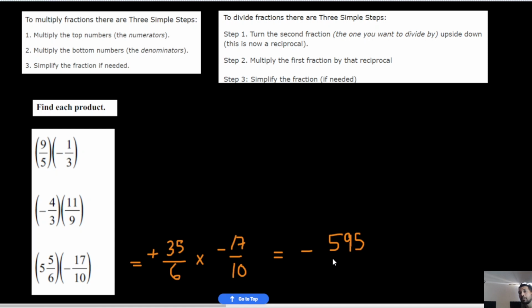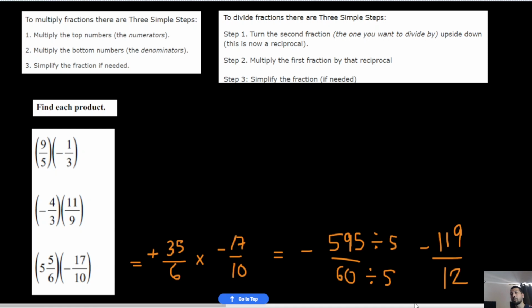And now the second step is we multiply the bottom number, so 6 times 10, that is 60. Now see if you can simplify the fraction. To simplify the fraction, we need to check whether we can divide these two numbers by any other number except 1. In this case, we can divide them by 5. So we divide these by 5 and we divide these by 5. So you get negative 119 over 12.